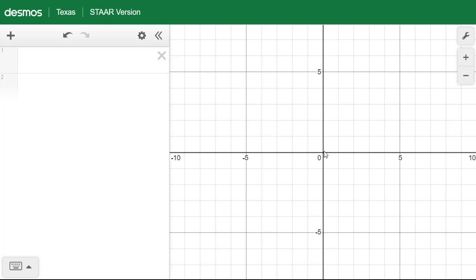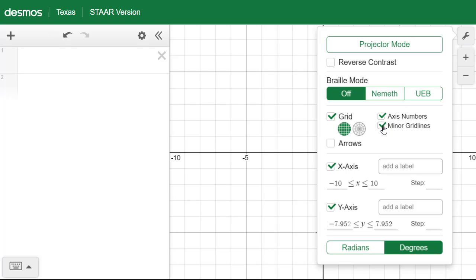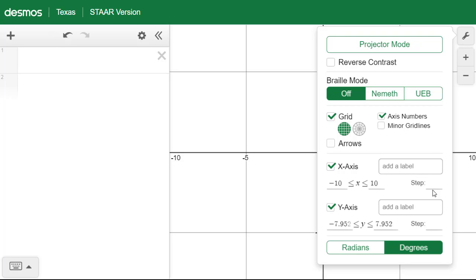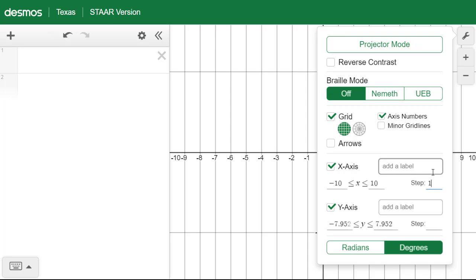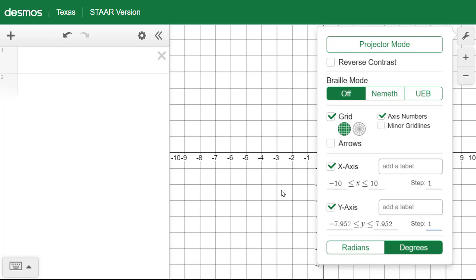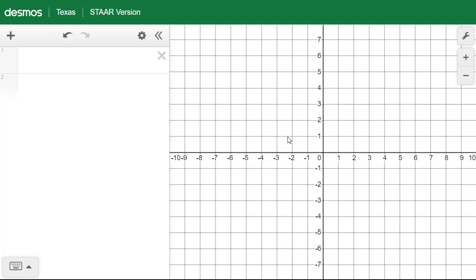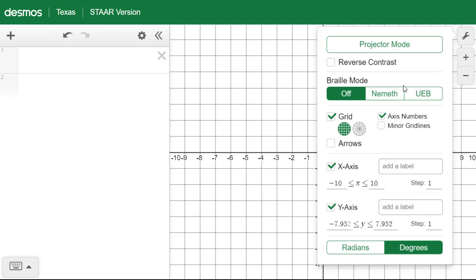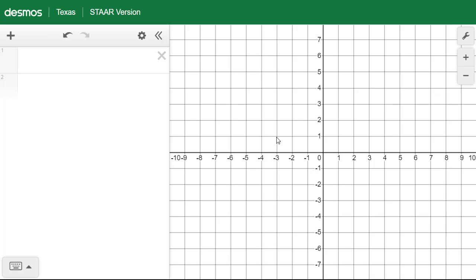Basically, one of the things that you might want to do is click right here, and we want to get rid of the minor grid lines. And we want to add the steps 1 for both the X and the Y. What that will do is make the graph a little bit easier to read. So let me repeat. You click right here. You make sure to unclick the minor grid lines and you change the steps to 1 and 1, both for X and Y.